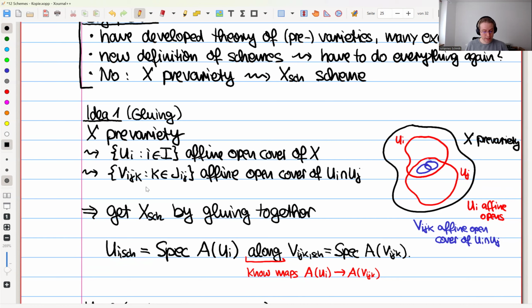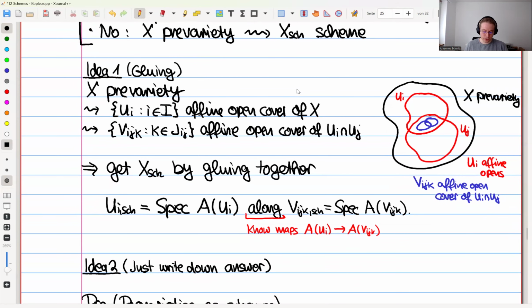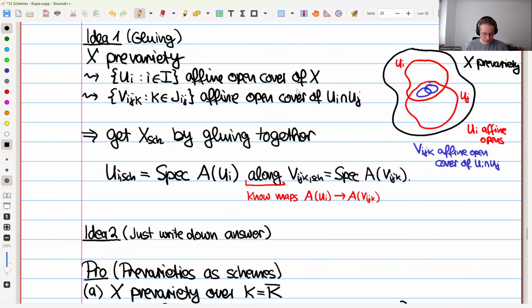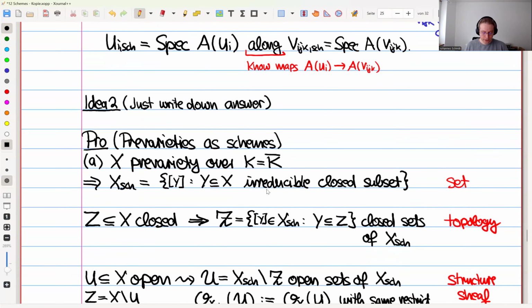And it's just a bit tricky to then prove many nice things here. So the second idea, how we get this scheme, is that in fact it's not so terrible to just write it down, because a scheme is a topological space with a sheaf of rings, and we can just do it. And this is the following proposition. Pre-varieties are schemes. So we start with X, a pre-variety over an algebraically closed field. That's the setting of the entire first part of the course. And then we write down what the scheme is.